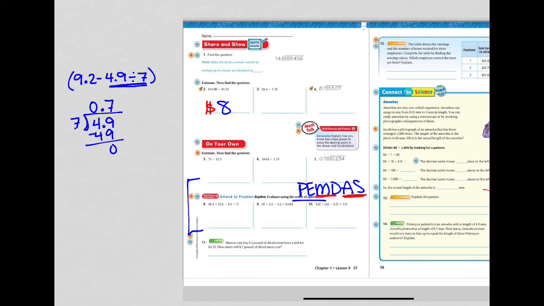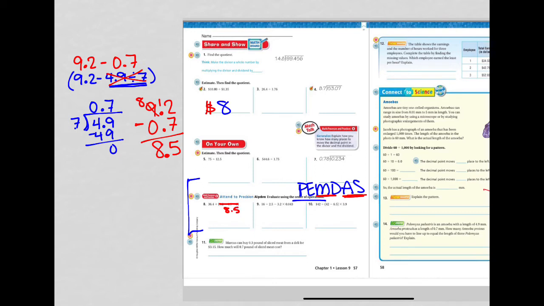So now I'm going to take this right here, and I'm going to have 9.2 minus 0.7. So now I'm going to stack that, and when I stack and I add and subtract, I line up the decimals. So I'm going to have to borrow, and I'll have 12 minus 7 is 5. I'm going to bring down that decimal, and 8 minus 0 is 8. So that gives me my parenthesis for number 8.